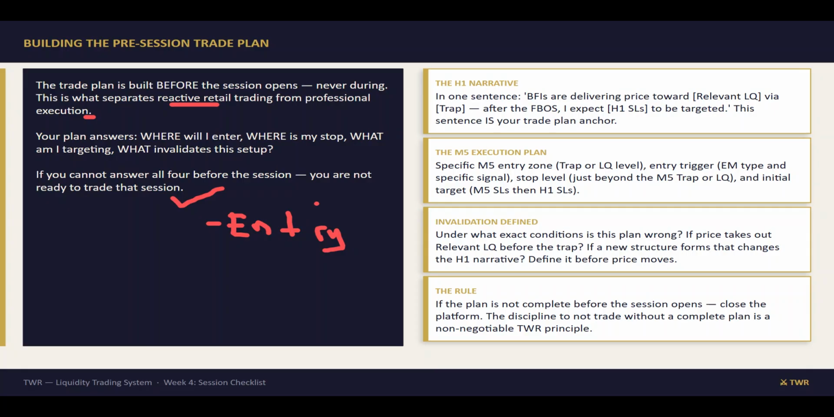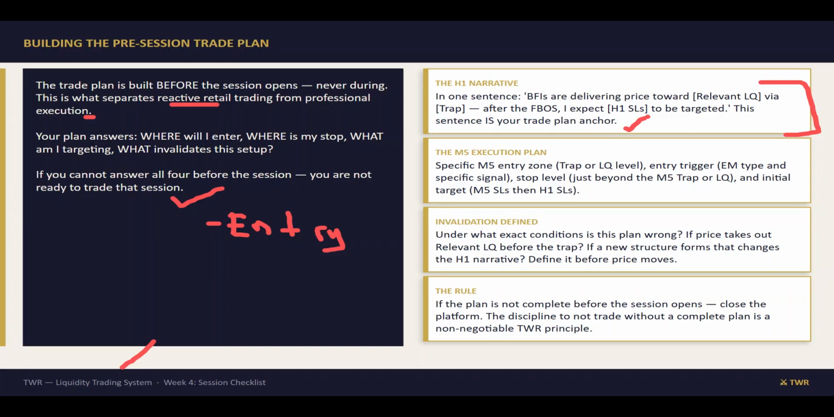Based on your strategy. Now I'm telling you based on the strategy that I'm using, which is the TWR liquidity trading system. First you need to identify the H1 narrative, basically the 1 hour narrative. Ask yourself, where are the BFIs delivering price? Usually towards the relevant liquidity, after a fake break, and expect H1 stop losses to be the target. This is your trade plan. This is my trade plan in Anchor.